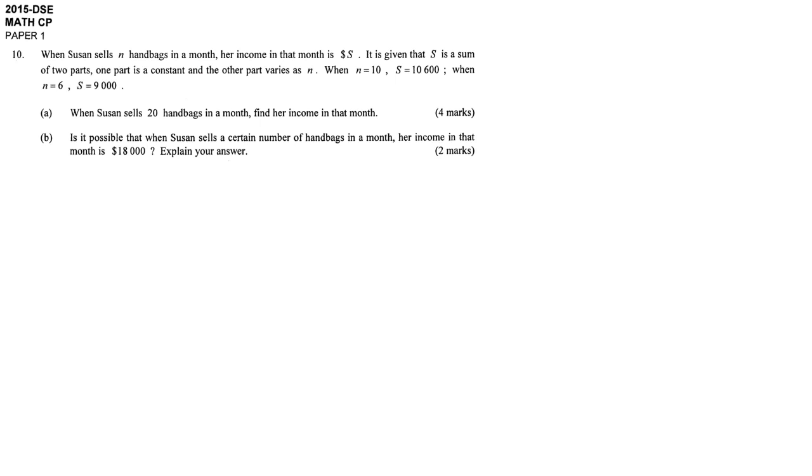They say it's a sum of two parts, so s is equal to the first part plus the second part. They say the first part is a constant, which means that it does not depend on any other input, just a constant k here. And then the second part varies as n, that means it is k times n. But these two k are different, so we put k1 and k2 here. That's how we get s. Therefore, we just let s equal k1 plus k2n.